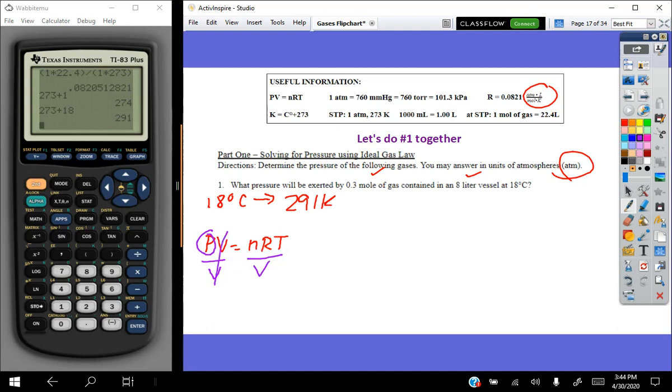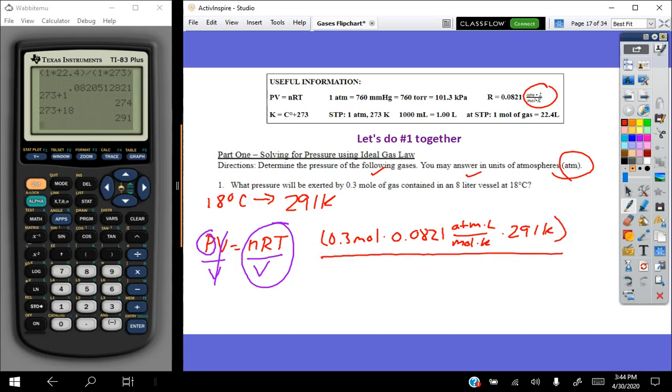In doing this, V cancels out on the left side, and I end up with this new equation, nRT over V. So I'm going to plug my numbers in. So I've got 0.3 mole times 0.0821, and I'm going to write the units atmosphere, liter, mole, and Kelvin, and then my new temperature of 291 K. And then I'm going to close parentheses because all three of those things get multiplied together in the calculator first, and then we're going to divide by our volume on the bottom, which is 8 liters.